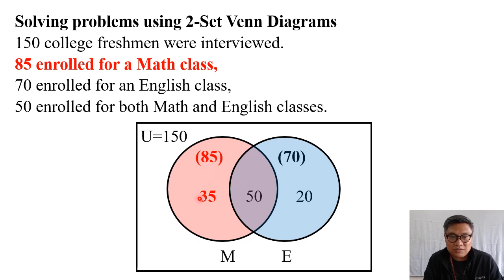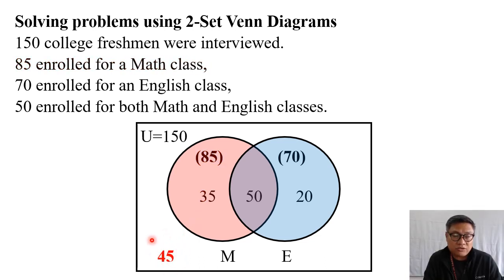This is the reason why if you add 85 and 70, it's already more than 150. However, in reality, class, if you add 35 plus 50 that is 85, plus 20 is 105. Now, because the total is 150 and the total here is only 105, we still need to find out the remaining number of students or freshmen who might have no class in math nor in English, and that would be the outside part.